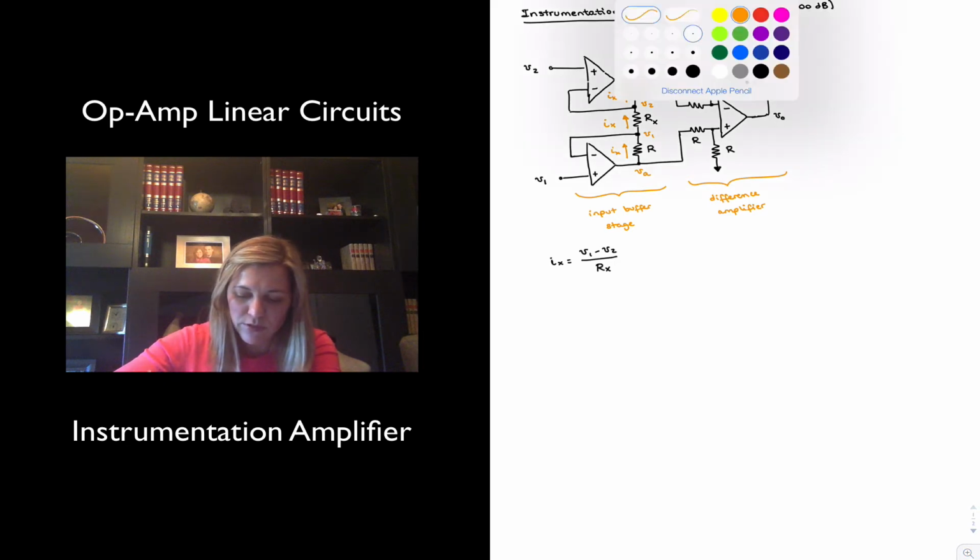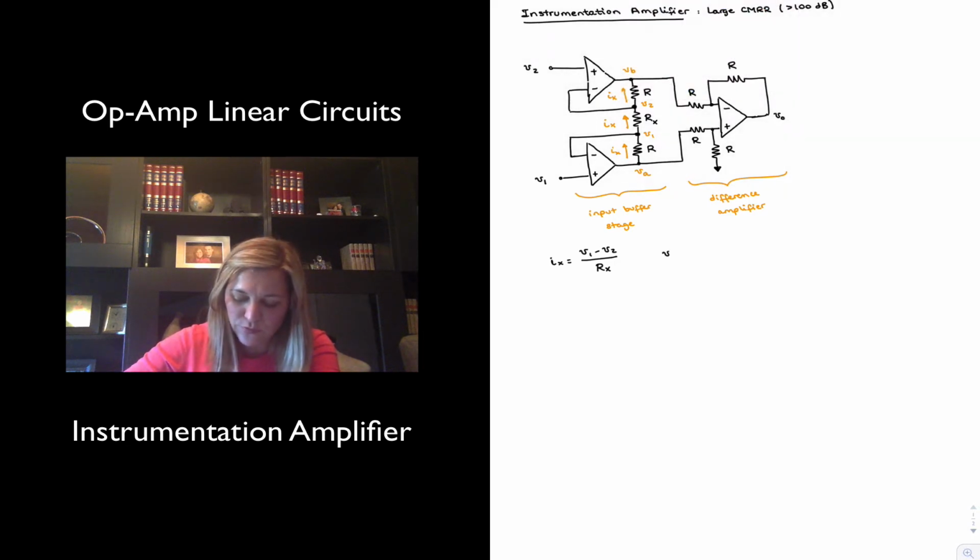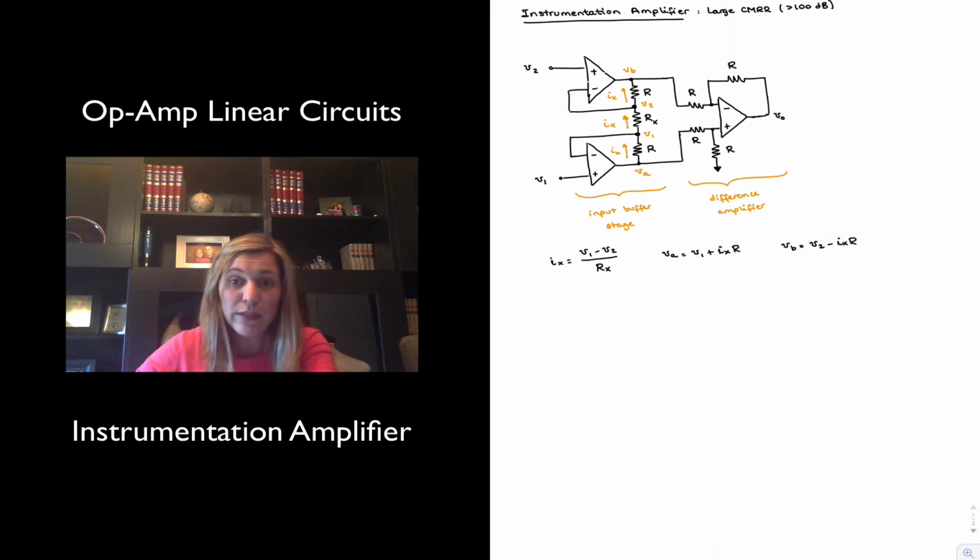And so I can write my VA voltage as V1 plus Ix times R, meaning it's a voltage higher than V1 by a value Ix times R, which is the voltage drop across that bottom R resistor. And I can write VB as V2 minus Ix times R, meaning the voltage after a voltage drop through that Ix times R resistor.